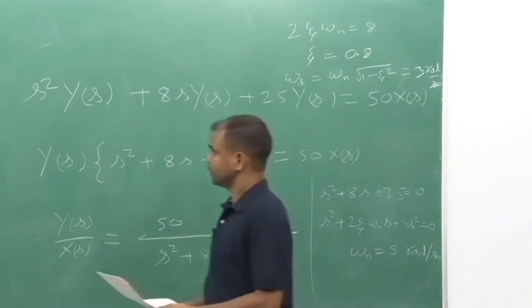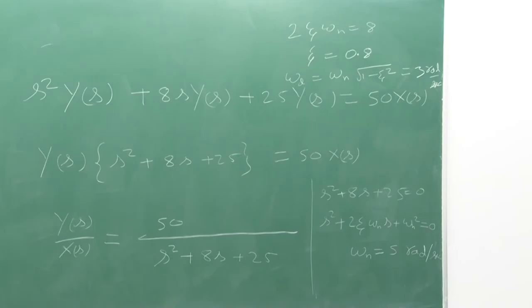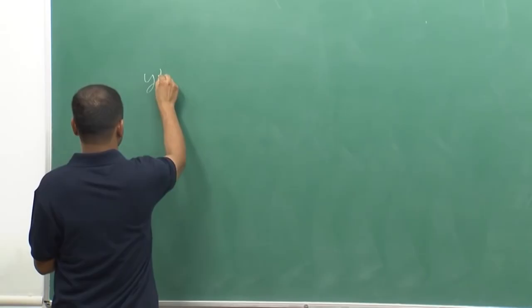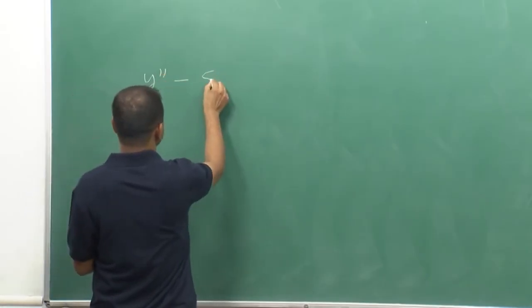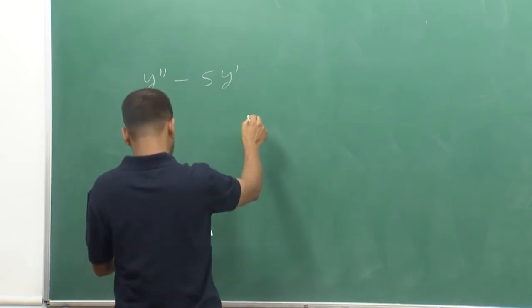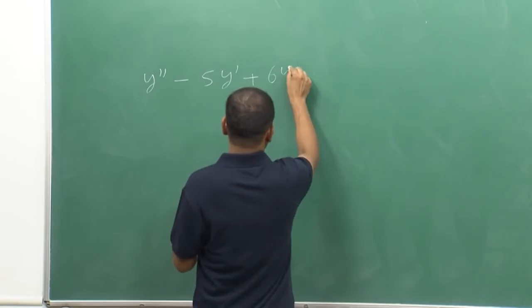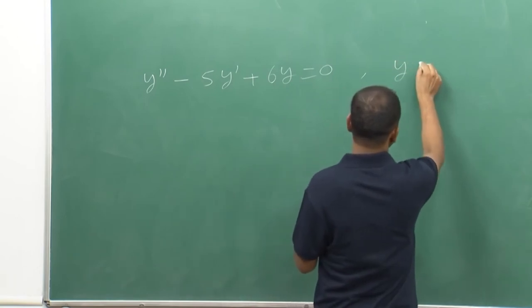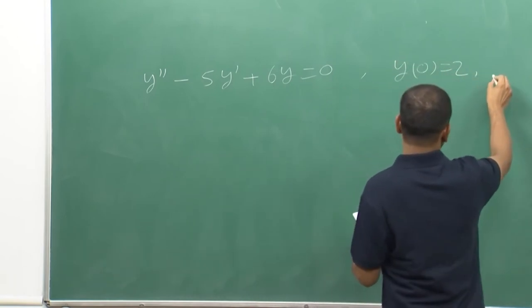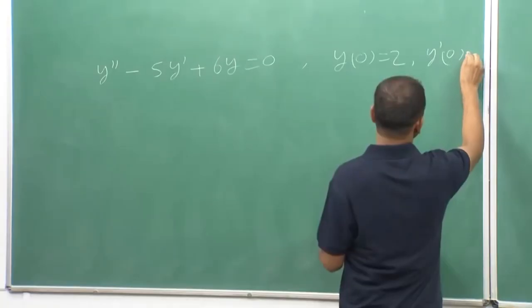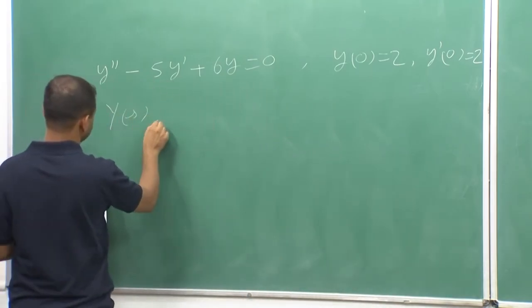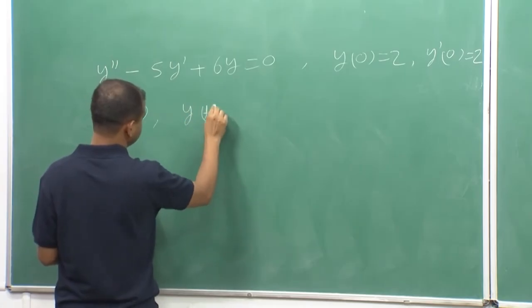Now coming to our next numerical, a system is described by y double dot minus 5 y dot plus 6y is equal to 0, and we are given the initial conditions y of 0 is equal to 2 and y dash of 0 is 2, and we have to find y of s and y of t.